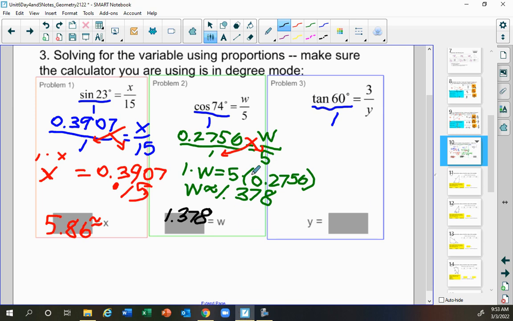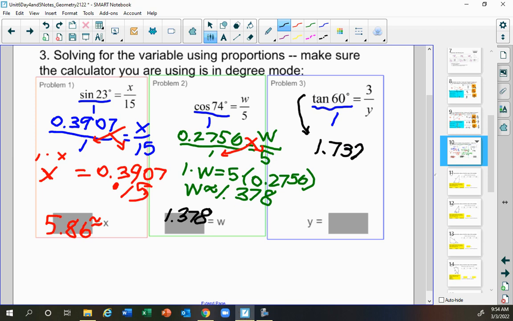What about this last one here? What do we have to do to the tangent of 60? Tan 60. You get one number. Get 1.73. Okay. Oh, yeah, this is going to be a funny one. So tangent of 60 becomes 1.7. We'll say 3.